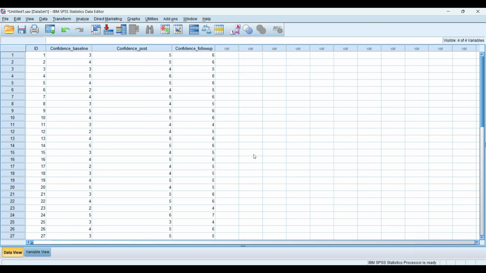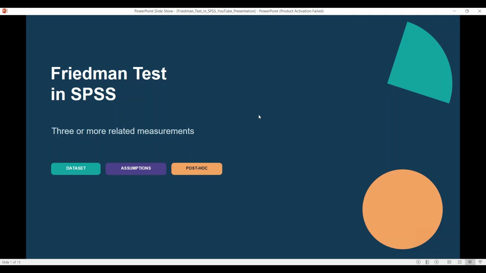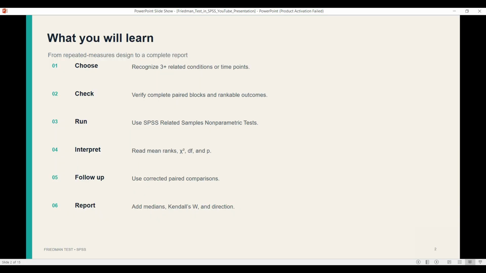Before performing the test in SPSS, we need to confirm the assumptions, criteria, and other threshold values for the Friedman test. We go to our PowerPoint presentation. Here is what you will learn: repeated measures design, and how to complete the report. Choose and recognize three plus related conditions. As you know, in ANOVA we must have three or more categories. This is similar to the ANOVA test, but it doesn't require normality. We will also use the related samples non-parametric test in SPSS.